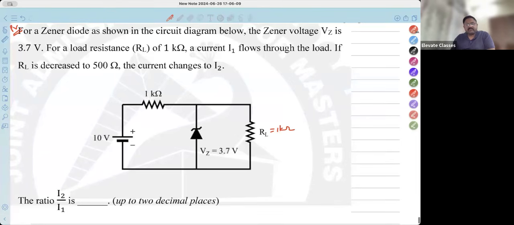Very straightforward, very simple question, but I think it's a good question to test your basics. Before I solve it, what do we do in a Zener diode? In a PN junction diode, we always assume... let me write down what we do for a Zener diode. This is important. As I told you earlier, there are more questions on Zener diodes compared to normal diodes. Suppose you have a Zener diode in your exam.